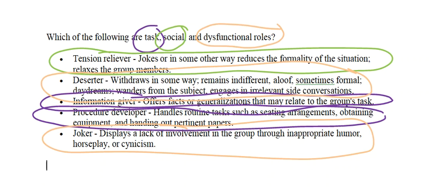So yeah, we've got task roles that are helping people to complete the jobs. We've got social roles that are helping make sure that people feel good about the group or feel good within the group. And we've got dysfunctional roles that interfere with the group's ability to accomplish tasks.